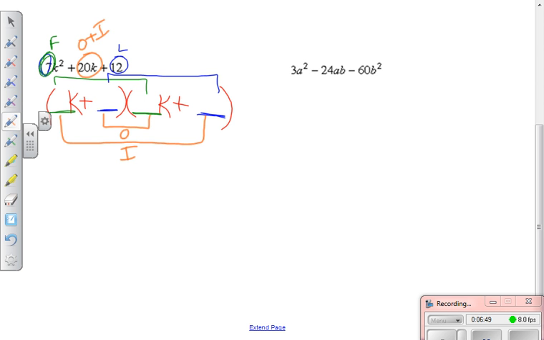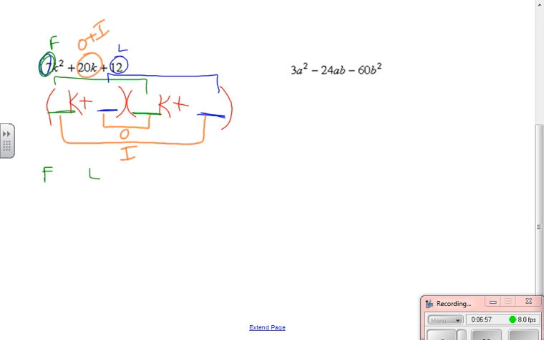So this is where a table is definitely something I like to do. Here's my first, here's my last. If I think about the factors of 7, 1 and 7, and the factors of 12, 1 and 12, 2 and 6, 3 and 4, and I start combining them, it's first, last, outside plus inside. So if I put the 1 here and the 7 here, I'm going to experiment with different options.